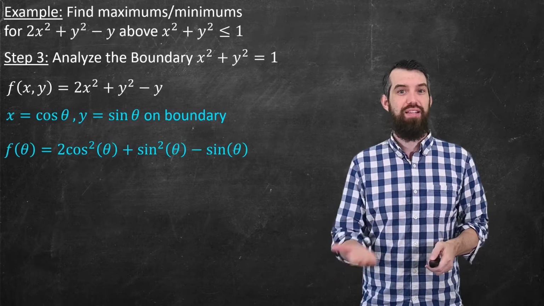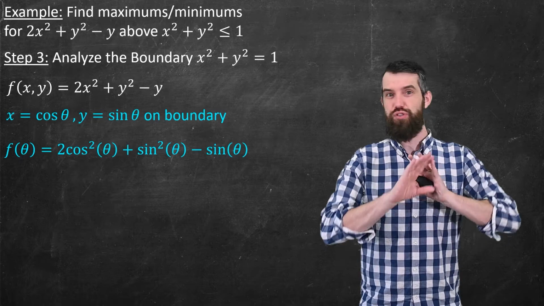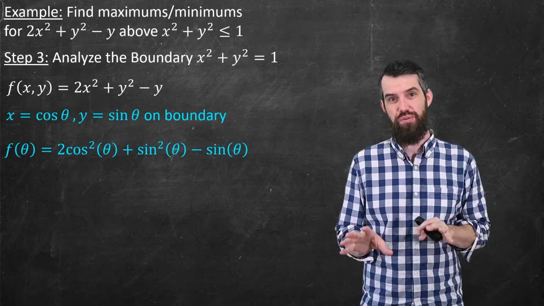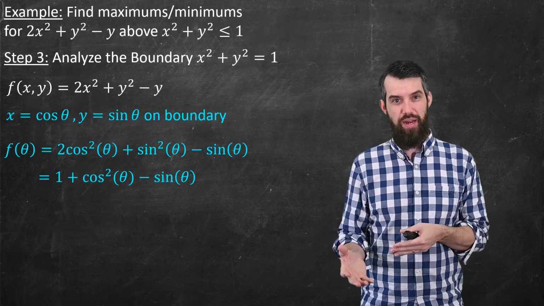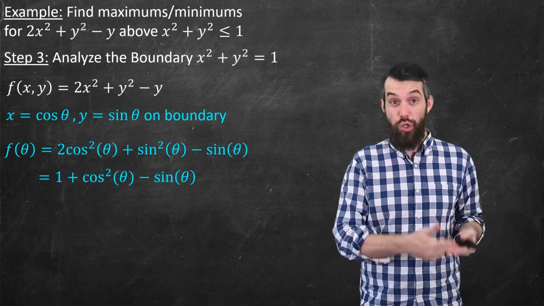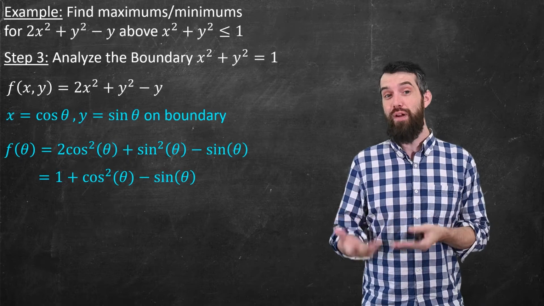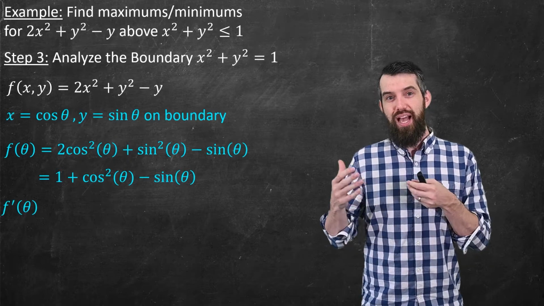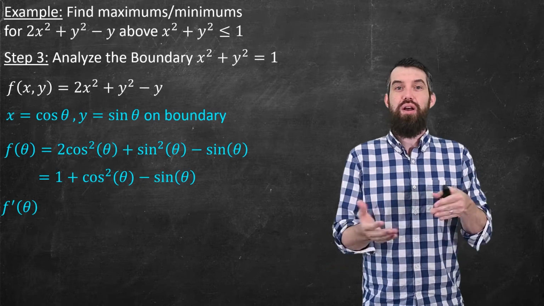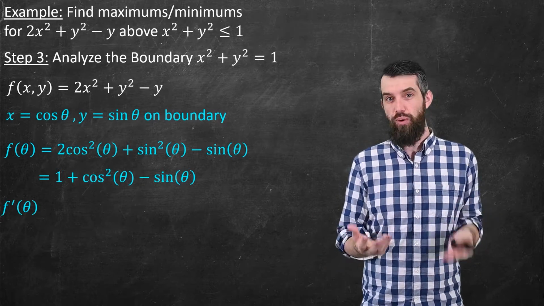Okay, now that I have this, let me go and get my f of theta. So I've written the entire function now entirely in terms of theta. This cleans up as 1 plus cos squared theta minus sine theta. Now, the reason why this is good is that I've written it as a single variable, theta. And so I can compute f prime of theta. That is, I can do the kind of optimizations we saw in single variable calculus, where you take the derivative and set it equal to 0.